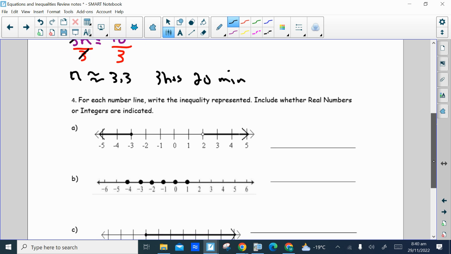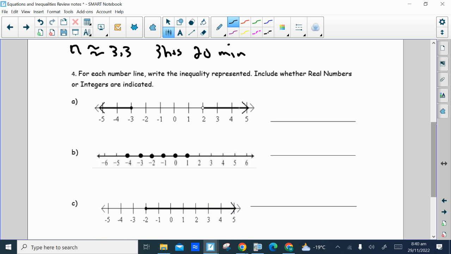Number 4 says, for each number line, write the inequality represented, include whether real numbers or integers are indicated. So a line means real numbers, where dots mean integers. So you can see in part A, we have real numbers because lines are used, where in part B, we have integers because dots are used.